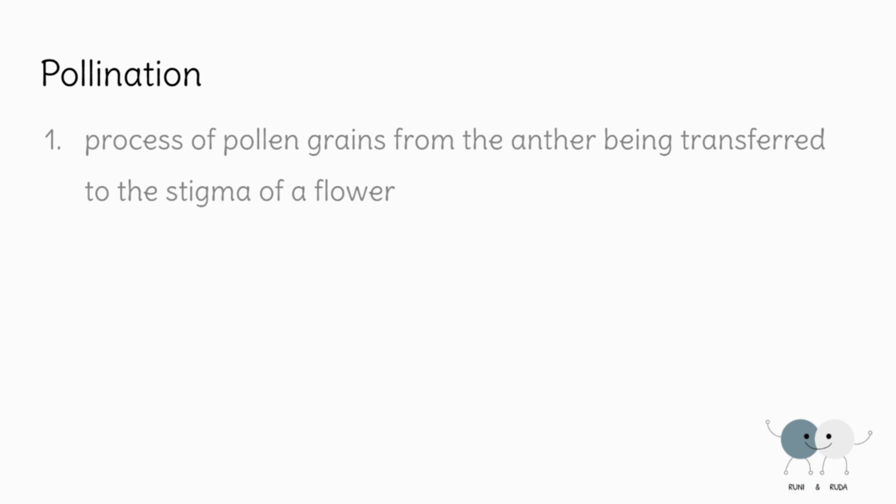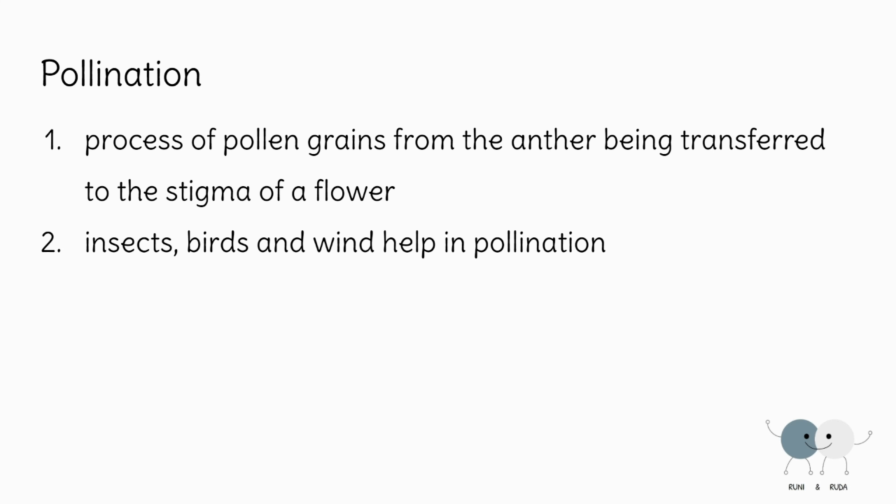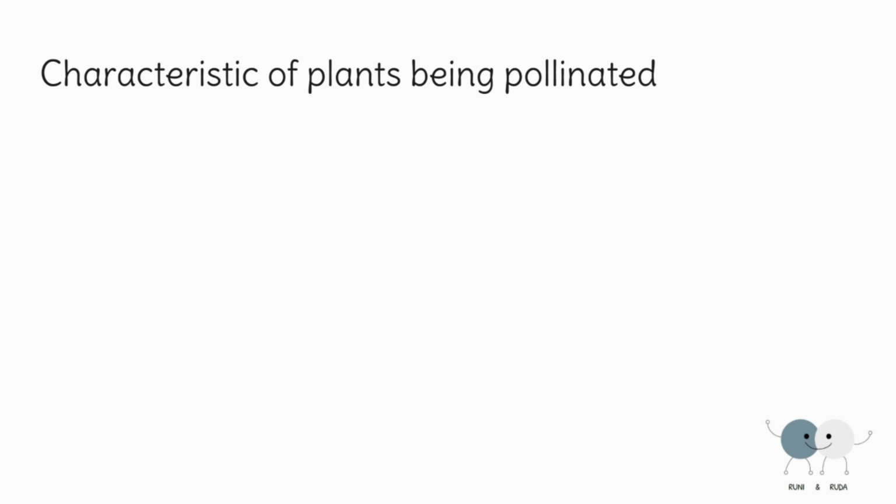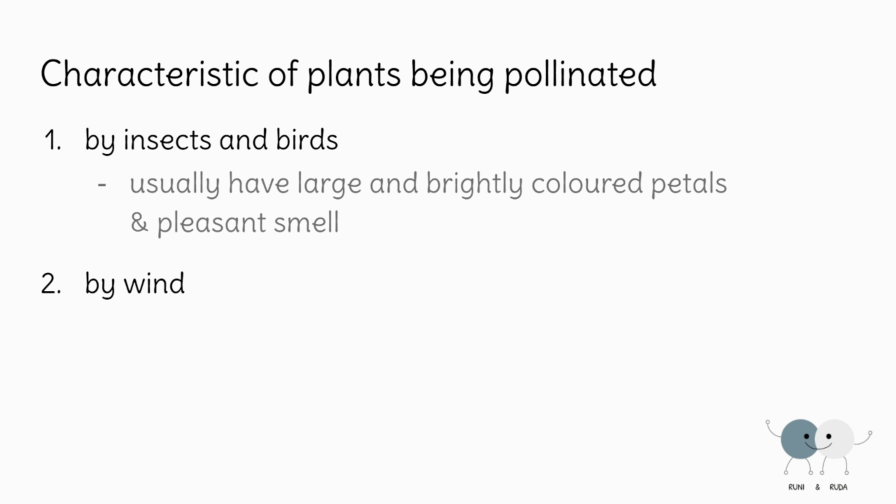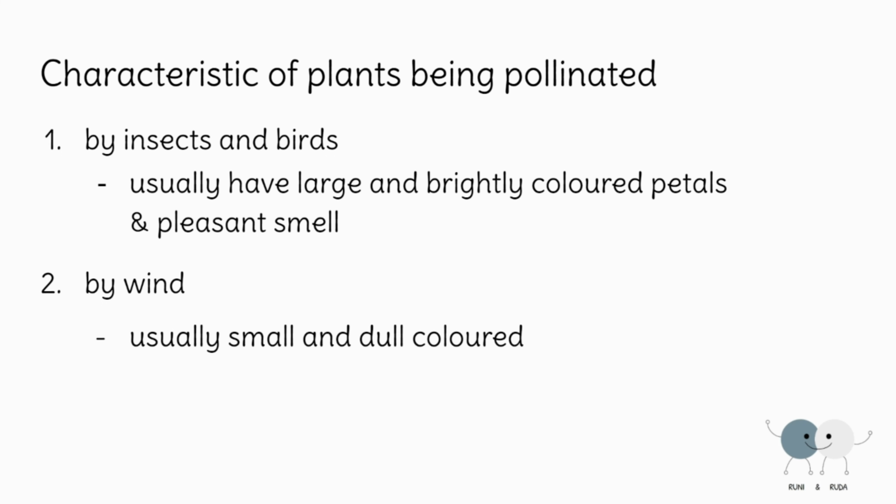Pollination is the process of pollen grains from the anther being transferred to the stigma of a flower. Insects, birds, and wind will help in pollination. Plants being pollinated by insects and birds usually have large and brightly colored petals, and they also have pleasant smell. Plants being pollinated by wind usually have small and dull-colored flowers.